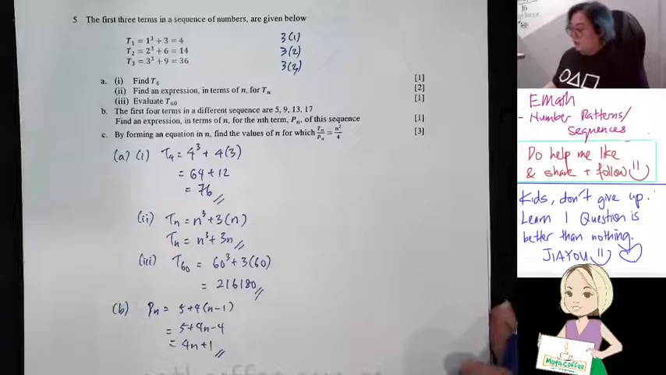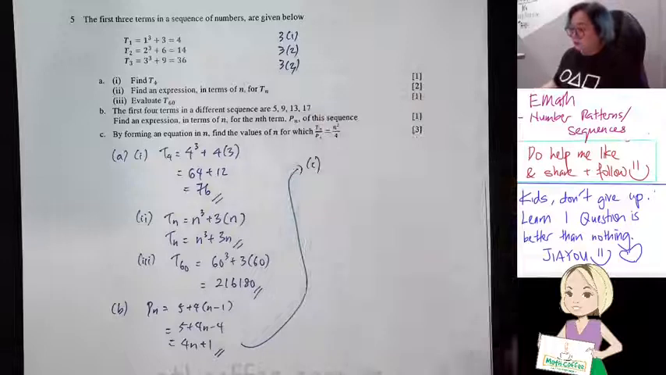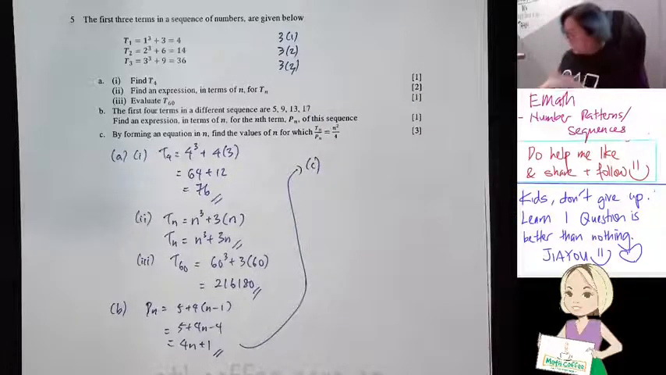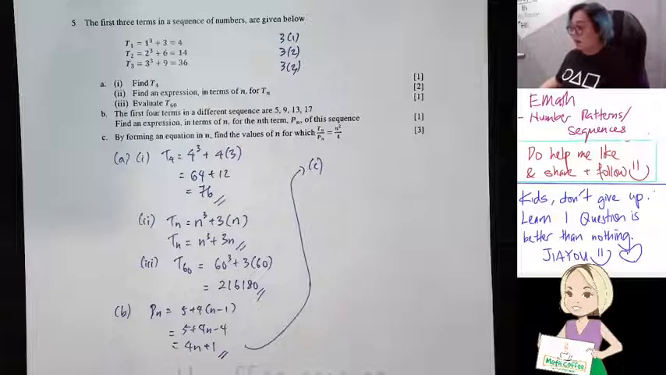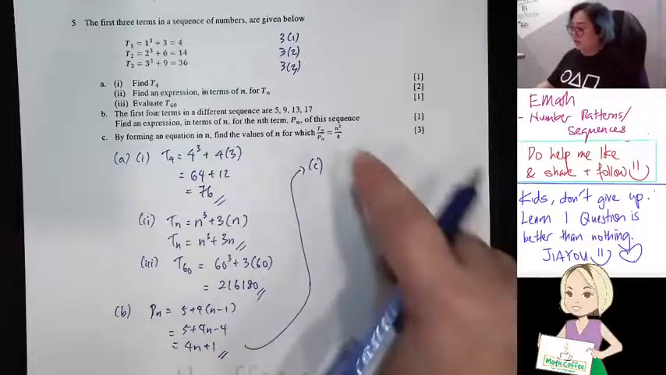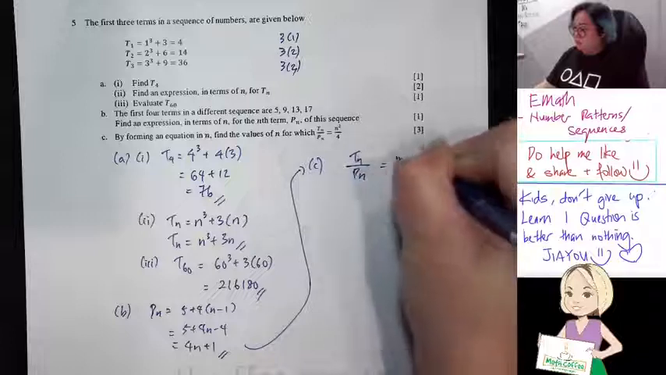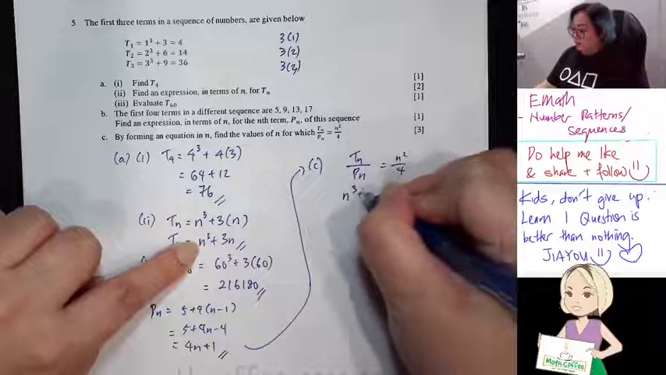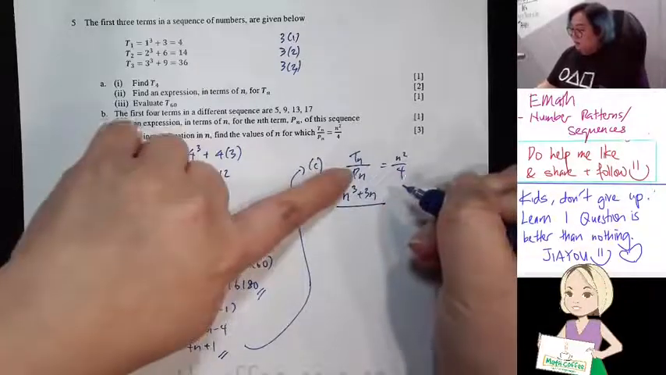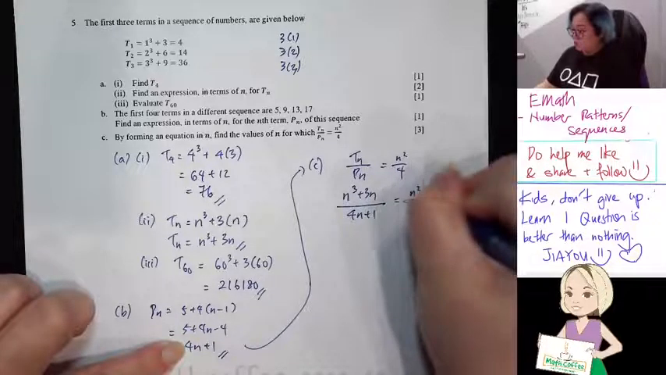C, a little C, 3 marks. Okay, how do you do the part C? They say by forming an equation in n, find the values of n for which Tn over Pn is equal to n squared over 4. So you just follow accordingly. I just write out Tn over Pn equals n squared over 4. My Tn was here, so it's n cubed plus 3n. My Pn is here, which is 4n plus 1, equals n squared over 4.